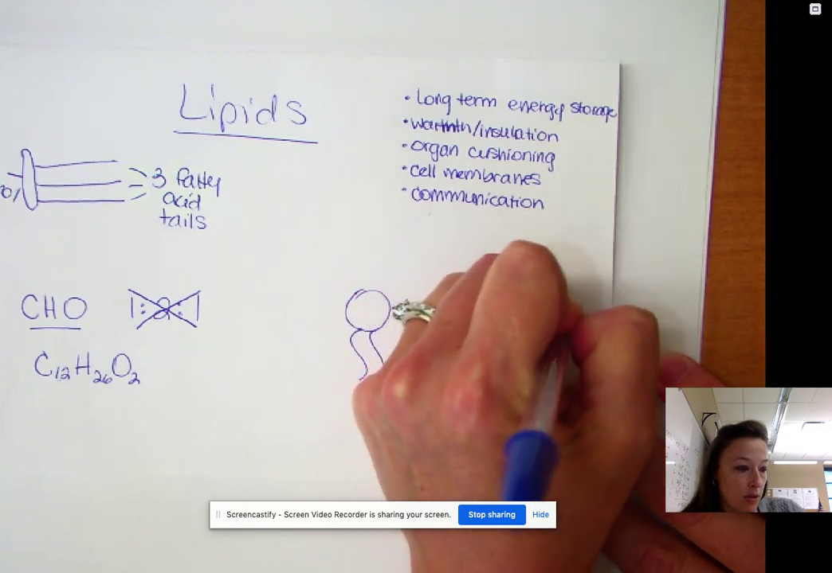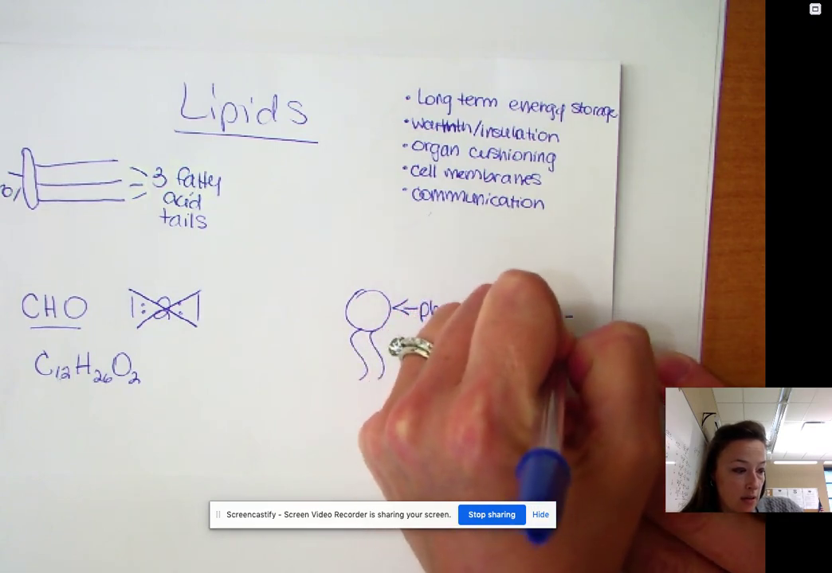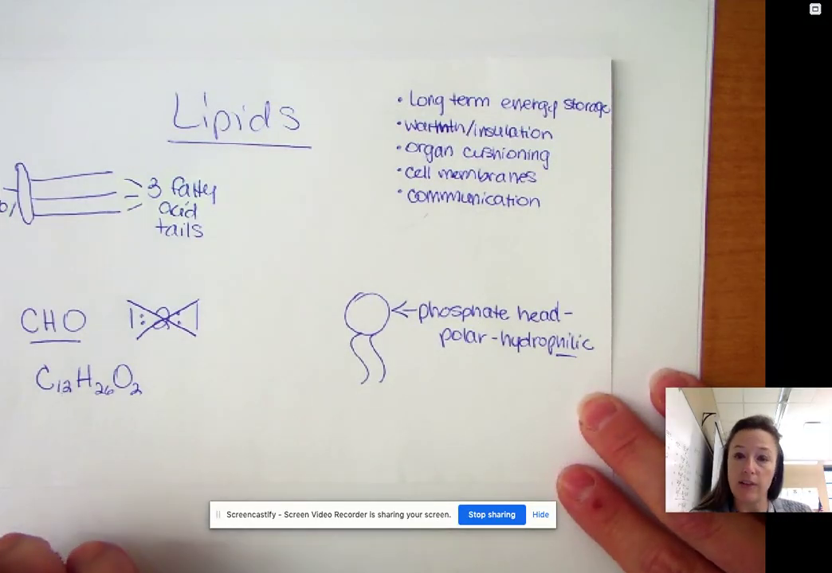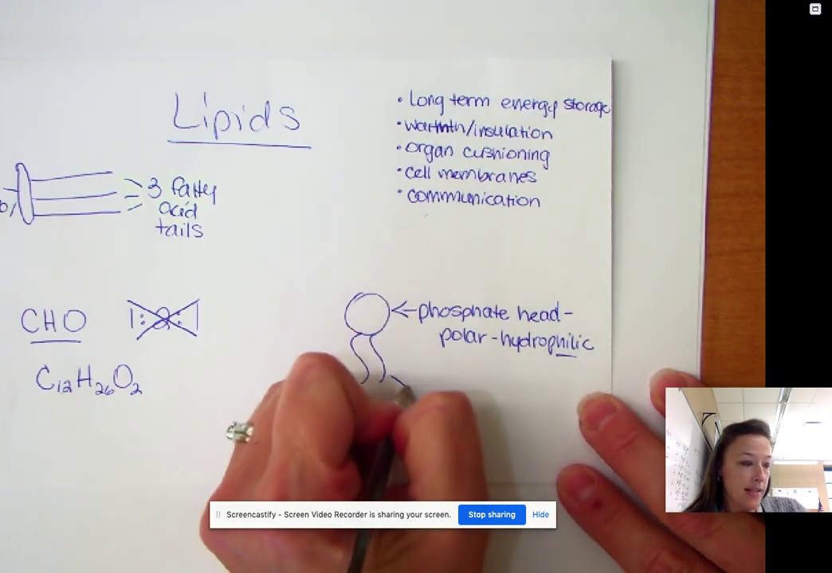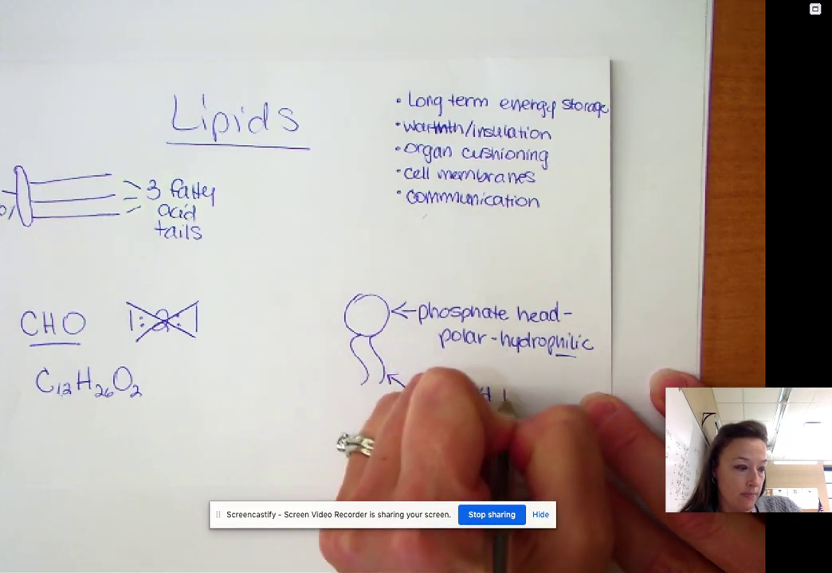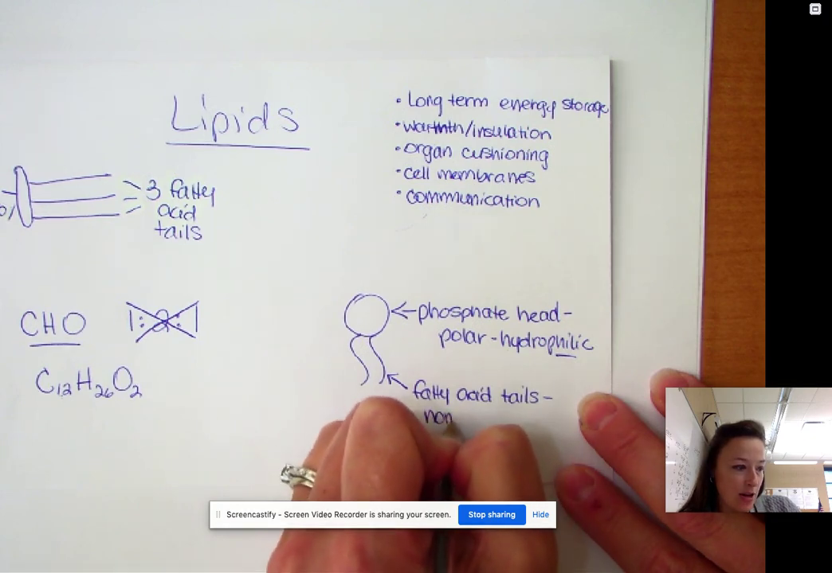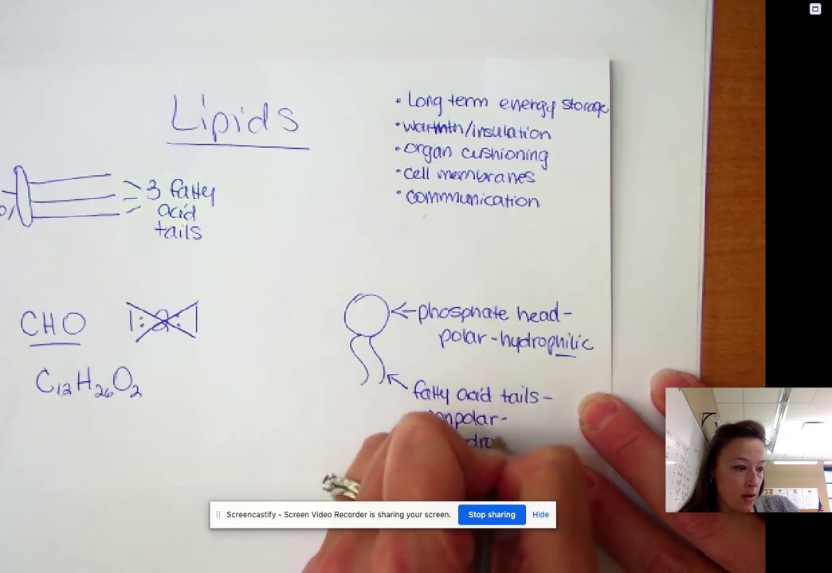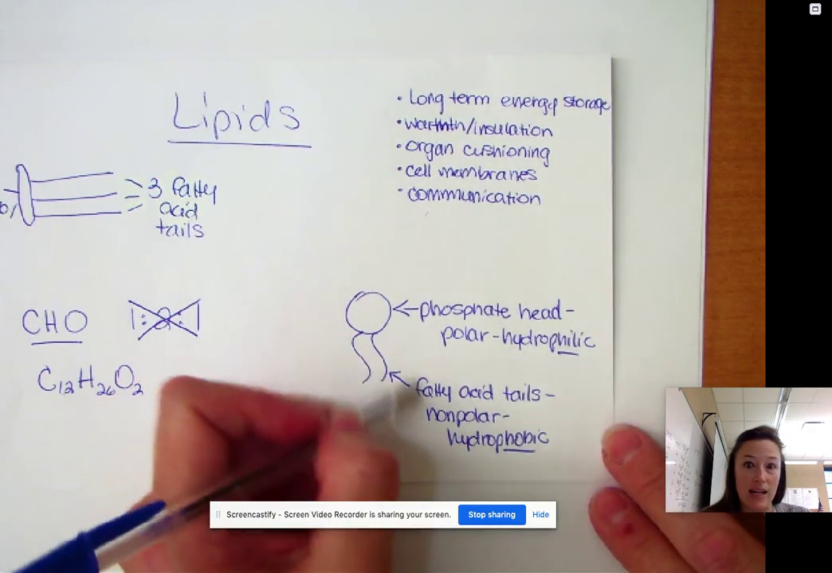It is polar, which means it likes water. So it is hydrophilic. Phil coming from the prefix that means to love, like Philadelphia is the city of brotherly love. So it loves water. These guys down here, the fatty acid tails, are nonpolar. And we know that polar and nonpolar don't like each other. So these are nonpolar, which means that they are hydrophobic, meaning that they fear water. They're going to do everything in their power to stay away from water.